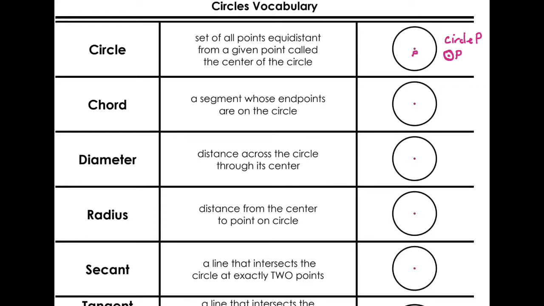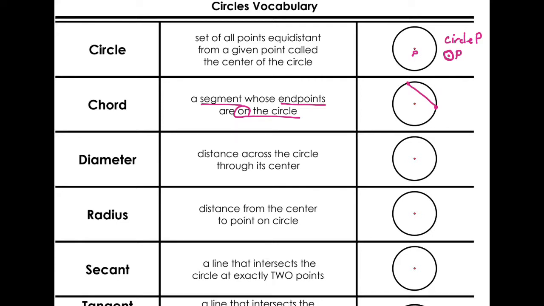Notice that a chord says it's a segment whose endpoints are on the circle. So remember that a segment has 2 endpoints. It doesn't continue forever, it has endpoints. And it says that they're both on the circle. So basically, we just need 2 points on the circle, and we're drawing the segment between them. Notice I did not go through the center, and that is because the segment that goes through the center is a special segment, which we'll talk about here in a second.